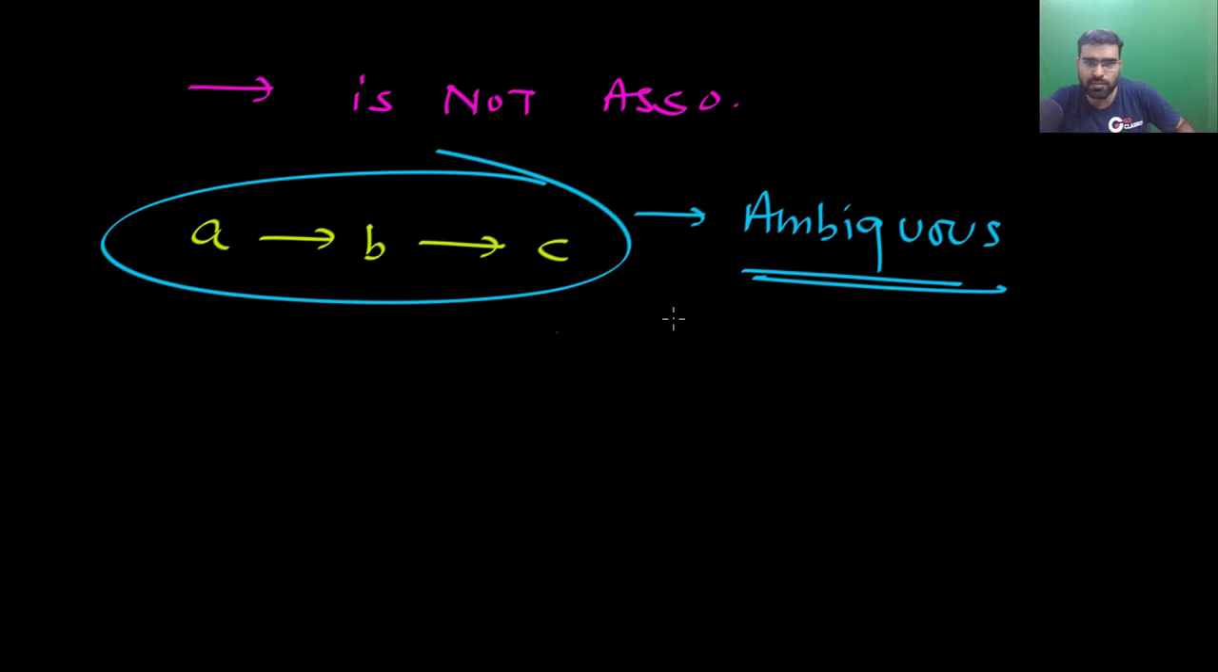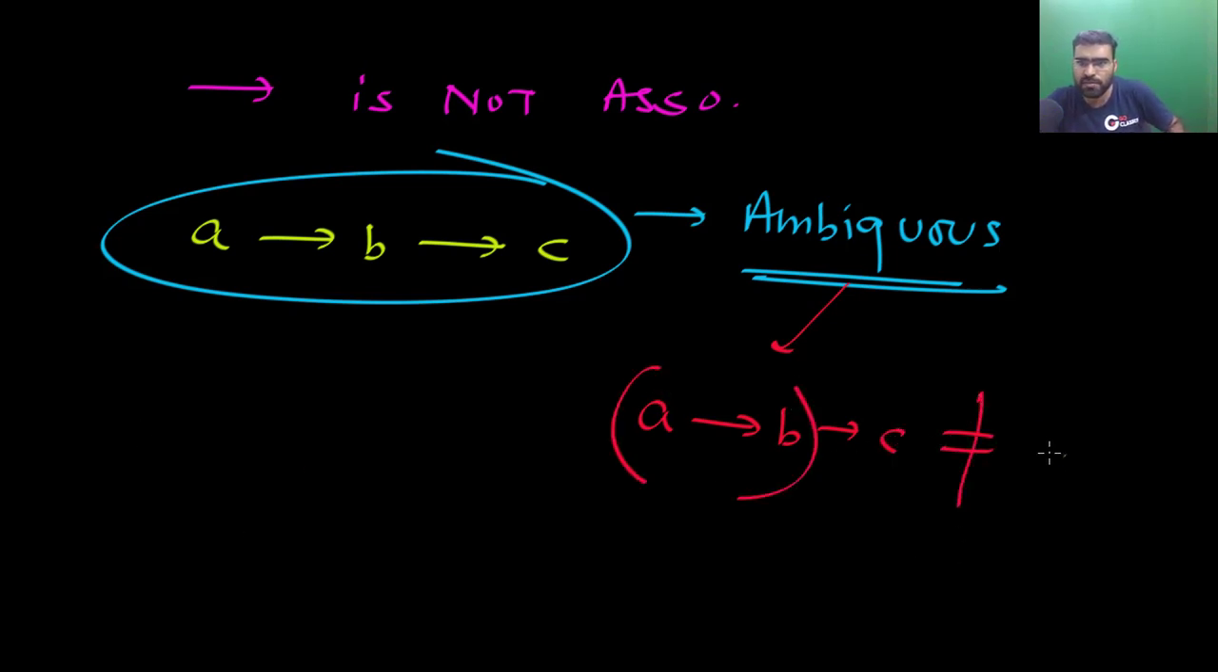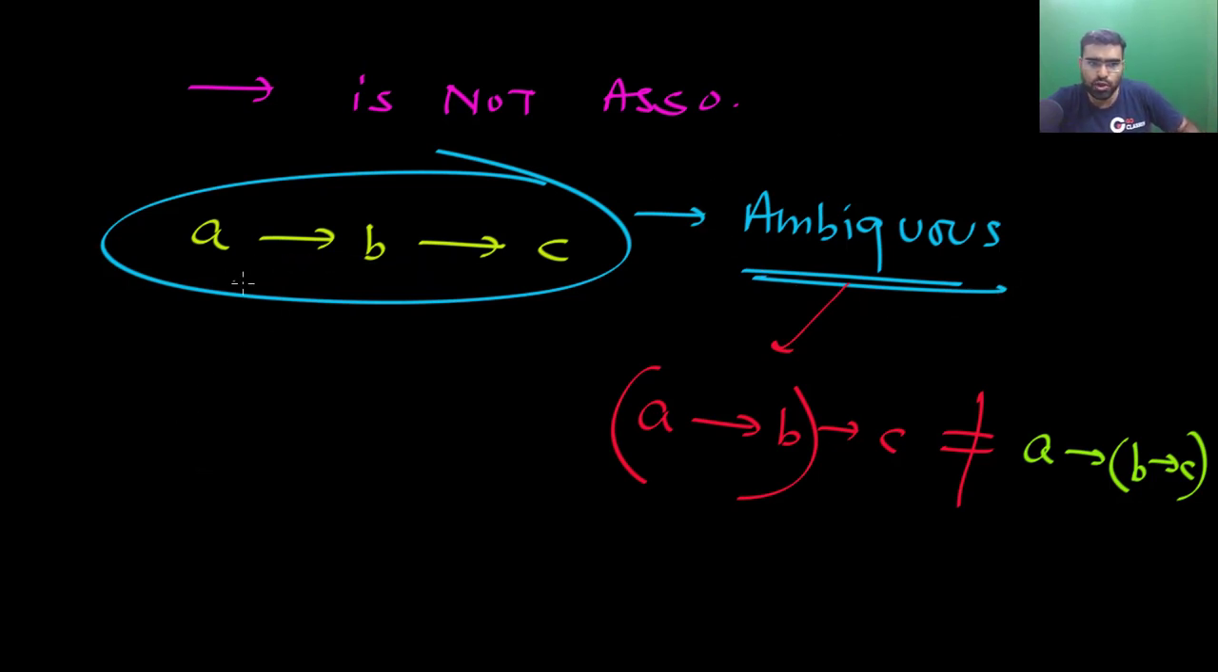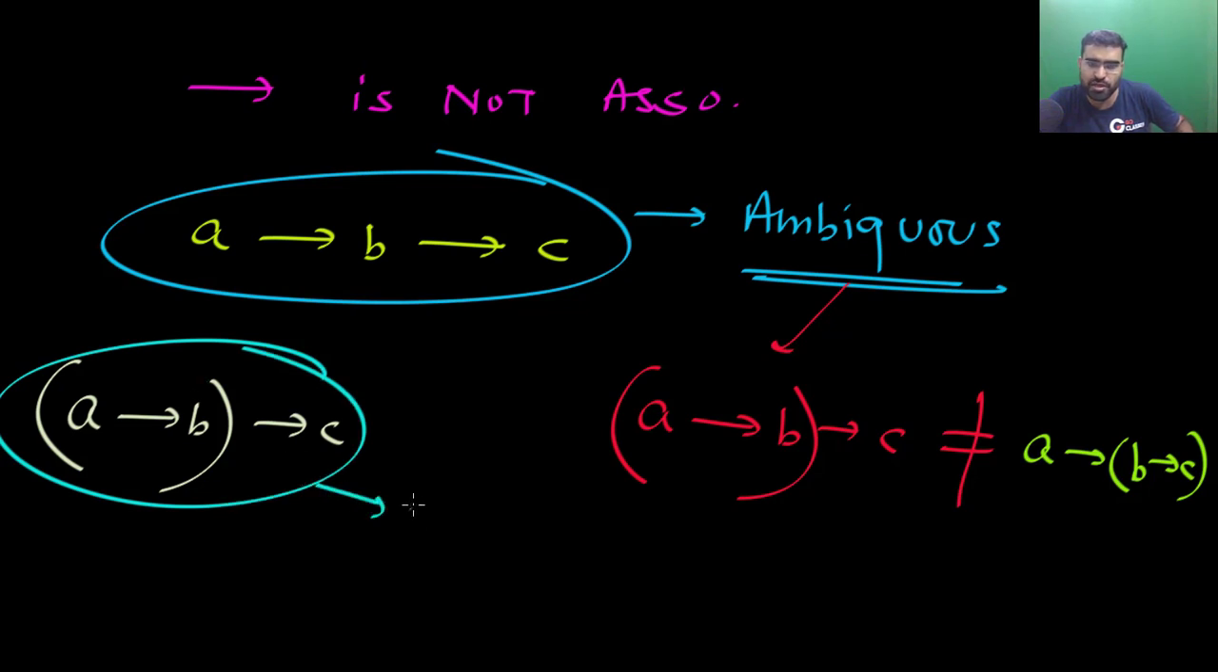And why is this ambiguous? This ambiguity is coming because if I evaluate like this, that can be different from if I evaluate like this. So that is the reason I am saying if you write directly like this, then this expression will be ambiguous. So what you should do, you should write with parenthesis. If I write like this, then there is no ambiguity. Now in this expression there is no ambiguity. I can say that this is clearly unambiguous.